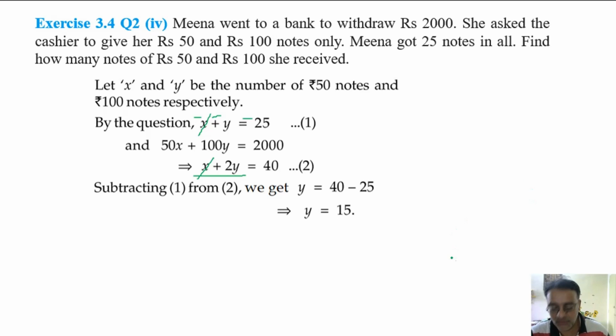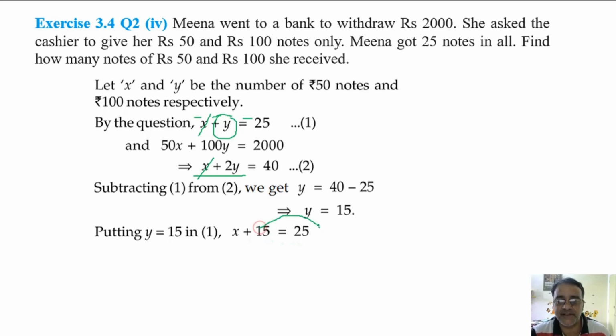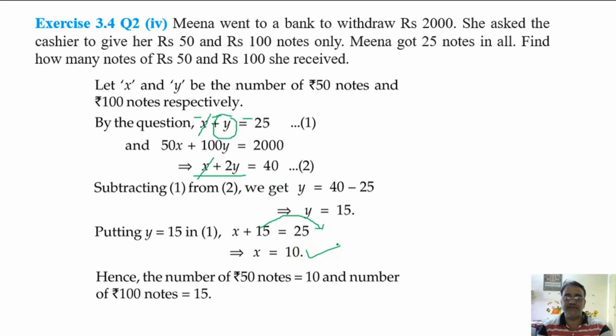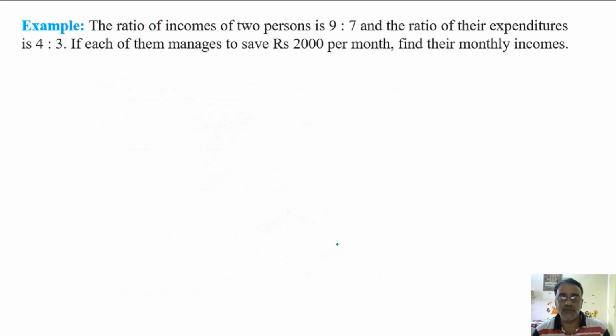So now substitute y is equals to 15 in the first equation. So we'll get x plus 15 is equals to 25. So what is the value of x? 10. Right. So hence the number of rupees 50 notes is 10 and the number of 100 rupees notes is 15. So now we are moving towards the last question of today's session.